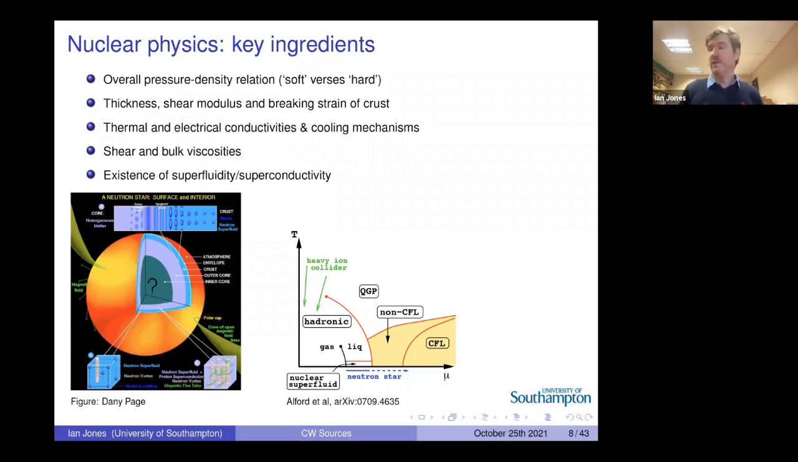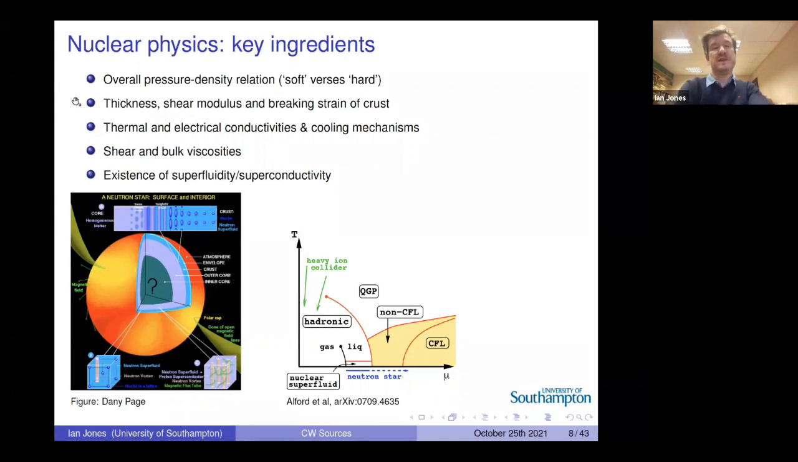So maybe if you had a 1.4 solar mass neutron star, if the true equation of state is soft, maybe it would have a radius of 9 kilometers. If the actual equation of state is hard, then maybe it would have a radius of 13 kilometers. As I say, people are beginning to probe that with binary neutron star observations, but it's something that should show up as an important thing in gravitational waves from individual neutron stars. And that affects various other things.